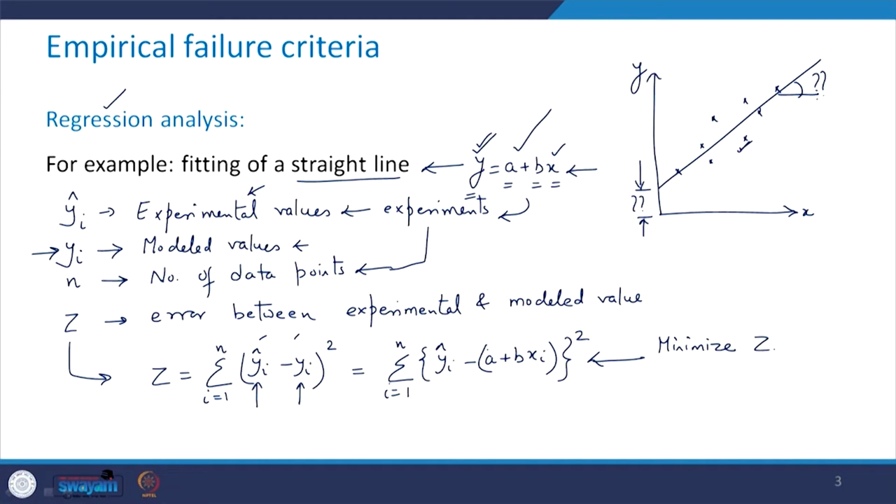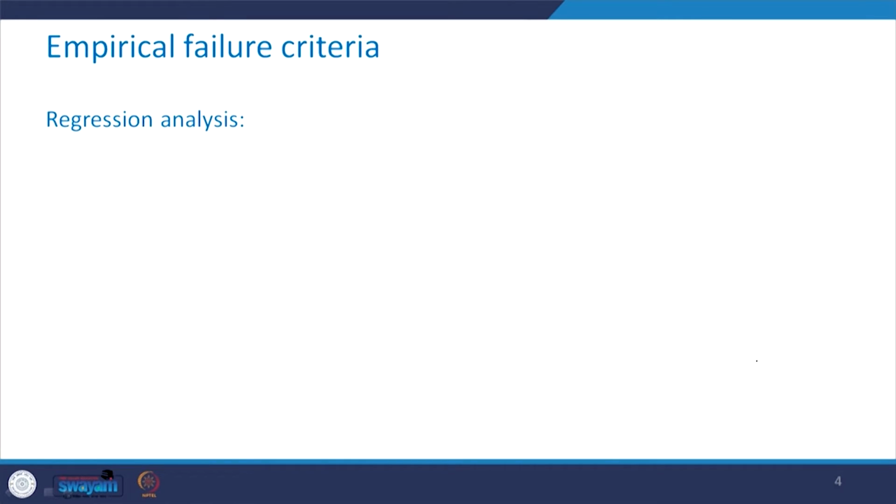A and b are the parameters of this model, and in this case it is the straight line. In order to minimize this, from simple mathematics you know that we have to take the differentiation of z with respect to a and b and make them equal to 0, and that way we will be able to determine the parameters of this model, which are a and b.